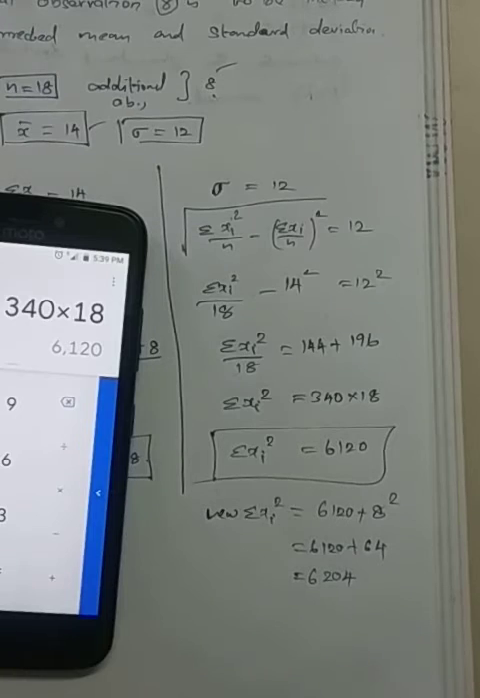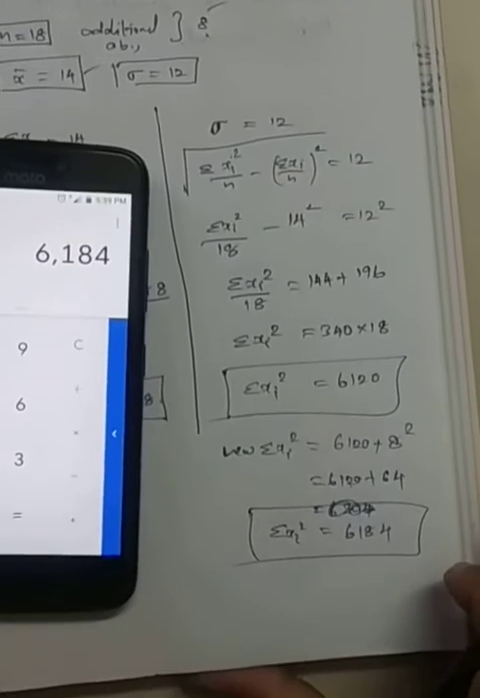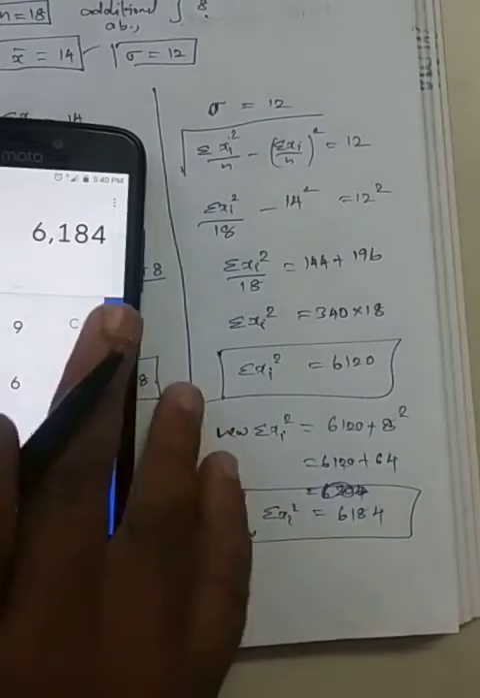6204 will come. So that's the value of the things if you are adding. Sorry, this is not 6204. You added 120 plus 16 is 64, now 186. That is 6164 will come. That is the new sigma x square. Okay, so we got it.